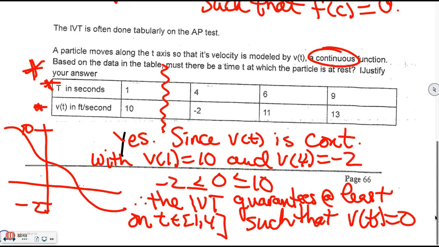So at home, pause the video, go try number 1 on your own. We're going to talk through it, but then for the other ones, you might want to check with the key, just to make sure you're writing it correctly.